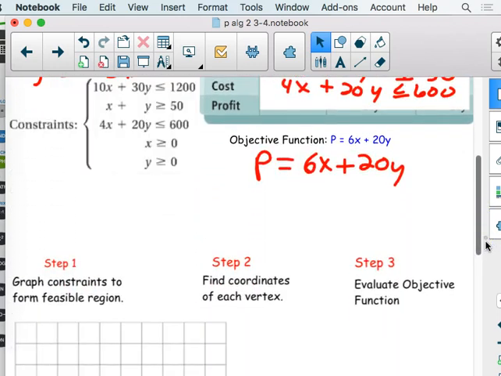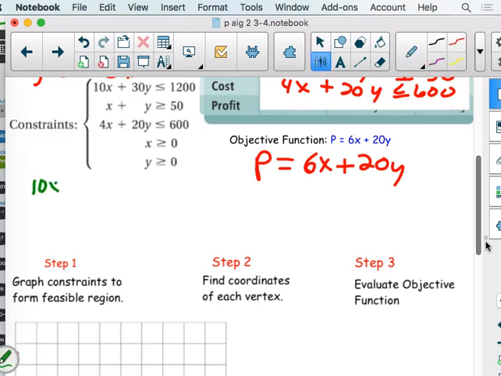So that's where we see all of them over here. 10x plus 30y has to be less than or equal to 1,200. X plus y has to be greater than or equal to 50 because we wanted to have at least 50 items to sell. 4x plus 20y has to be less than or equal to 600. X has to be greater than or equal to 0 and y has to be greater than or equal to 0. Wow. That's some big numbers. So we better figure out what we're going to have to do with our little graph here.